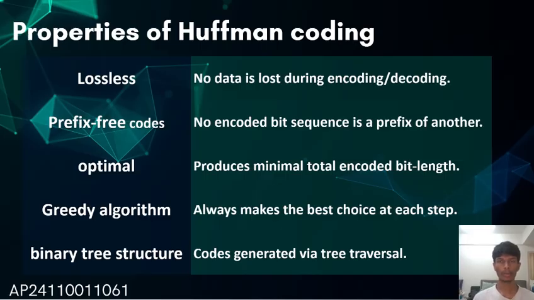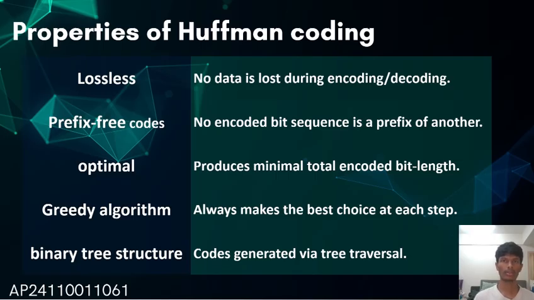Huffman coding is also optimal for a known set of symbol frequencies. It produces a minimum total length of encoded data compared to any other prefix-free code. It follows a greedy algorithm, meaning at each step it makes the best immediate choice, specifically combining the two least frequent symbols first. This greedy strategy is what ensures the final code is optimal.